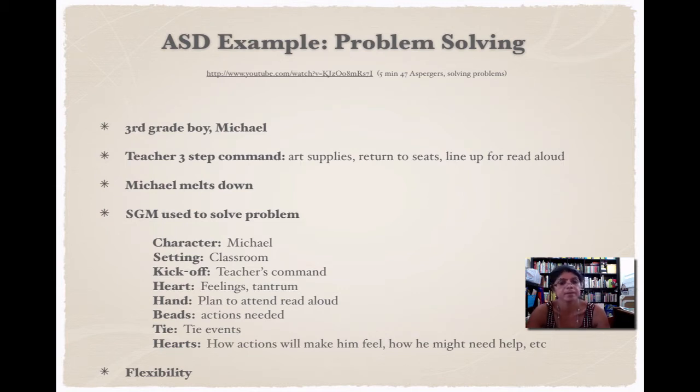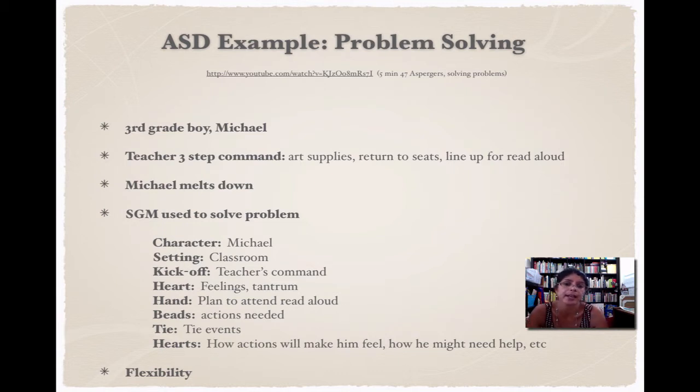He has a meltdown, and then later a speech-language pathologist came up with the idea of using the story grammar marker to help him solve this problem. So basically, using Braidy to have Michael internalize the experience. So Michael now is the character. The setting is the classroom. The kickoff is the teacher's command. The heart represents the feelings. In this case, he has a tantrum, a meltdown. The hand is a plan to attend the read aloud.